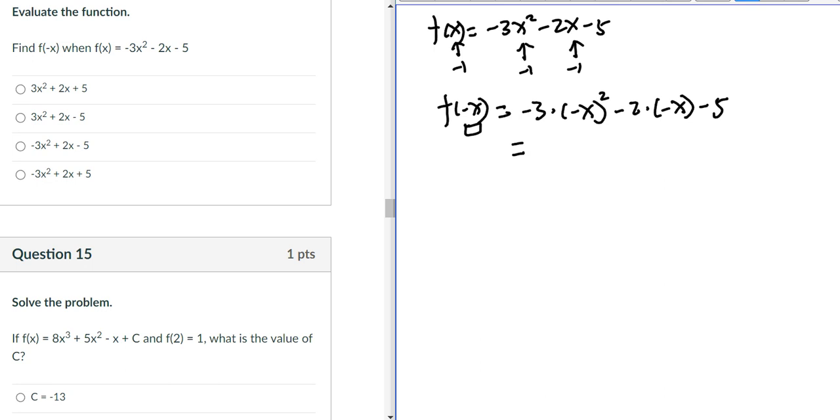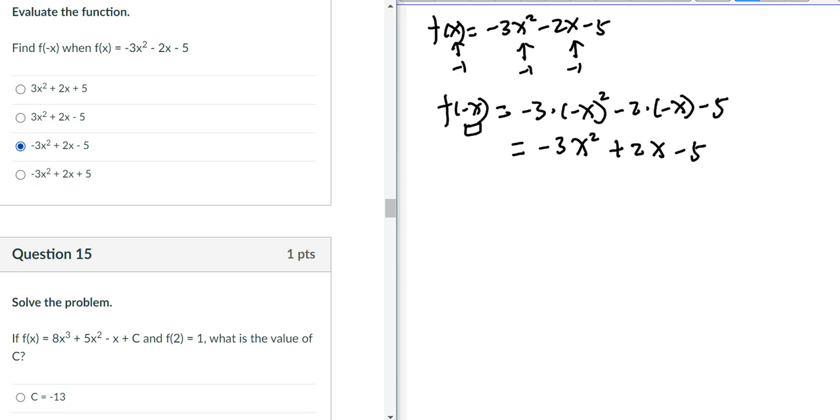Negative x squared is positive x squared. So you have 3 times x squared, negative. Negative times negative gives you positive, so 2x positive, and then minus 5. So what's the correct answer? The correct answer will be this one: negative 3x squared plus 2x minus 5. Okay? So that's the first question.